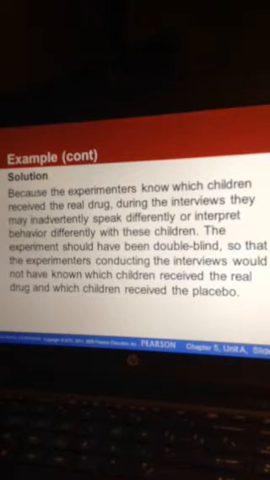Okay. Alright, so because the experimenters know which children received the drug, during the interview they could speak to the children differently, they could ask the questions a little differently, and so therefore they could kind of sway whether or not the children felt as though they behaved more politely during the interview. So the experiment could have been double-blind. If it was double-blind, then both the experimenters and the children wouldn't have known, and so therefore in the end it would have been a more sound, more reliable experiment.